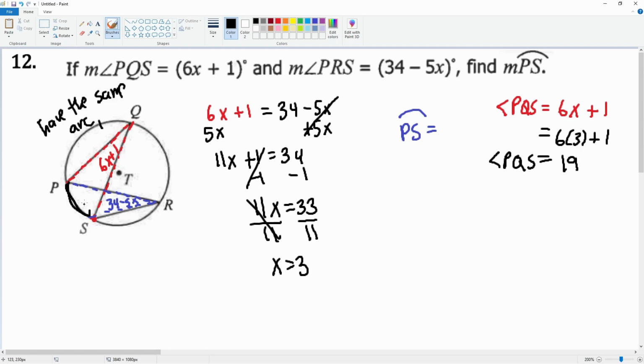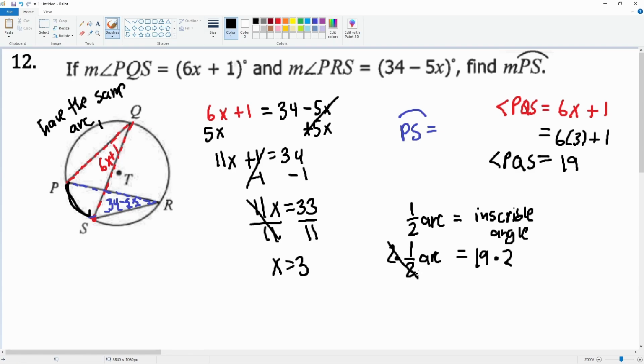Notice that now I need the arc. I know that if I take 1/2 the arc, I get the angle, I get that inscribed angle, okay? The inscribed angle here is 19. I have 1/2 the arc. Now, if I multiply 2 to both sides, I get the arc alone. So the arc is equal to 19 times 2. And that is 38. There you go. I can say that arc of PS is equal to 38.